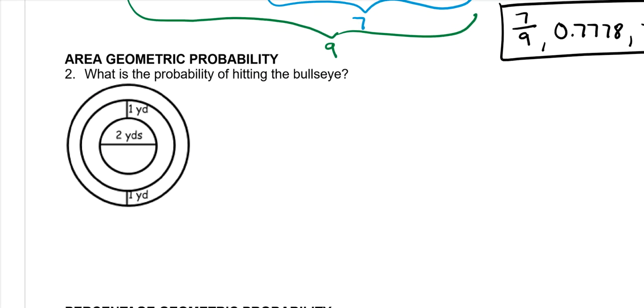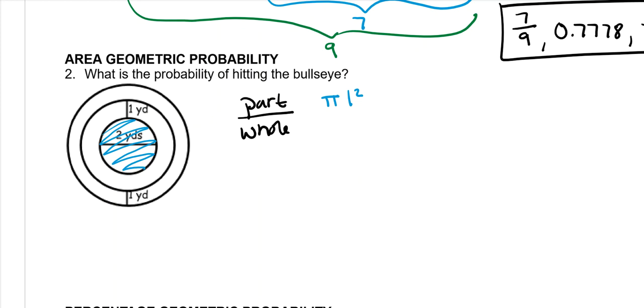Now, this is an area problem. So it's the area of hitting the bullseye. So our part, still part over whole, but we're going to be using the area formula. So first, our part is the bullseye. So this area, which our diameter is 2, meaning our radius is 1. So our part is the area of that circle. So pi r squared, so pi 1 squared.